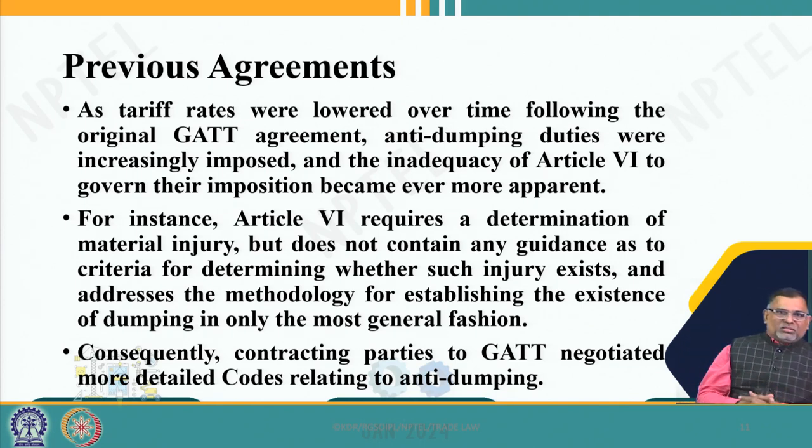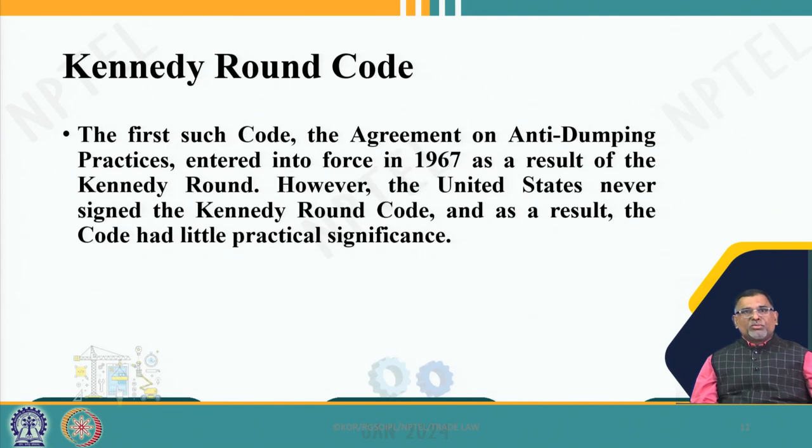As I said, Article 6 very clearly talks about anti-dumping actions, and you can also see the subsequent important rounds, the Kennedy Round and the Tokyo Round. Compared to the other streams, the Kennedy Round came out with an anti-dumping code, an agreement on anti-dumping practices, which came into force in 1967.